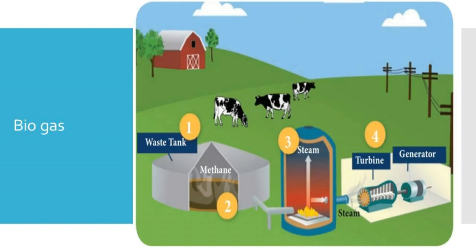Biogas. Biogas is a mixture of methane and carbon dioxide. It is produced by the decomposition of plant and animal waste, which forms the organic matter. The breaking down of organic matter in anaerobic condition, that is in the absence of oxygen, leads to the formation of biogas. It is an example for renewable sources of energy.